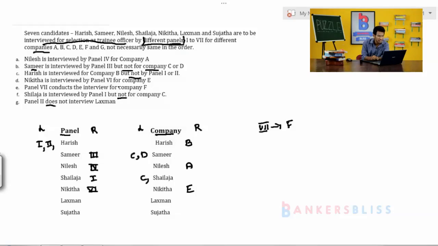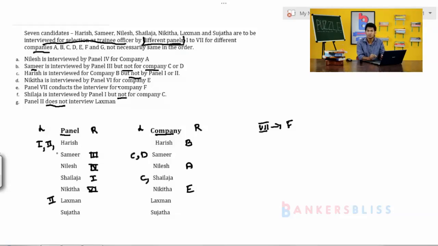Next one, panel 2nd does not interview. Once again, does not, it is called negative information. Panel 2nd is not interviewed by Lakshman. Lakshman is here. Panel is the heading. It means 2nd. Is it finished? The entire statement we have to write as one. After that, we have to go with the remaining information. We have to solve by negative constraint. Remaining information we have to solve with the help of negative constraint.